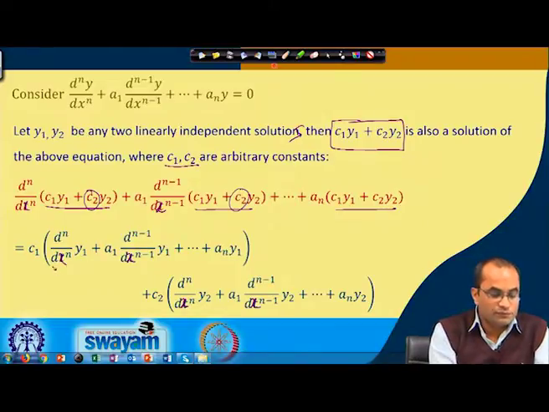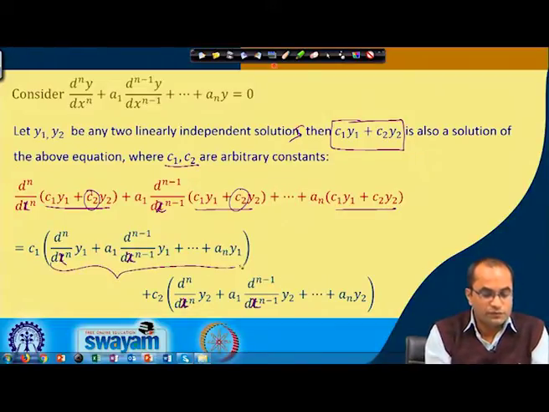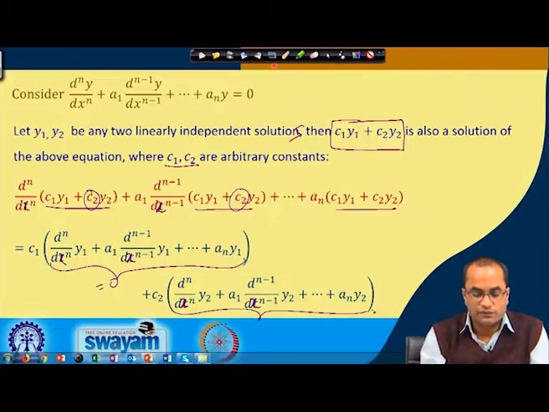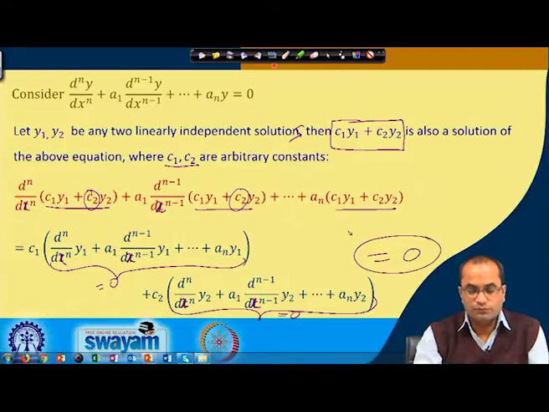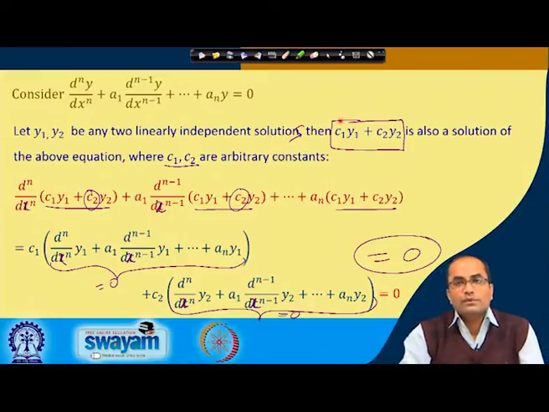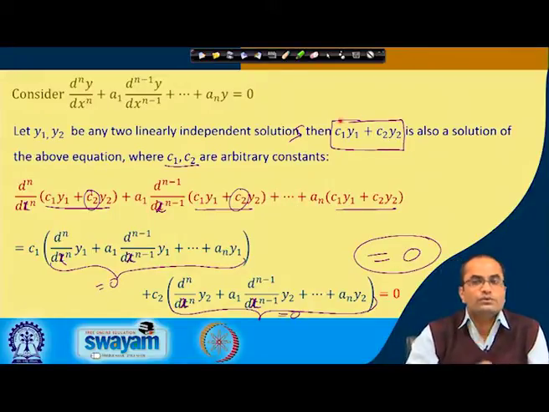And then what we will observe is that because y 1 is the solution of this homogeneous equation, this will be 0, and y 2 is the solution of this homogeneous equation, so this will also be 0, and C 1 into 0 plus C 2 into 0 will be 0. So, this satisfies the given differential equation. Hence, C 1 y 1 plus C 2 y 2 is also a solution of the above differential equation.